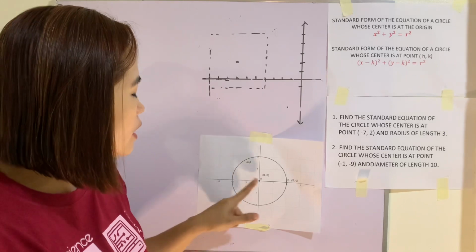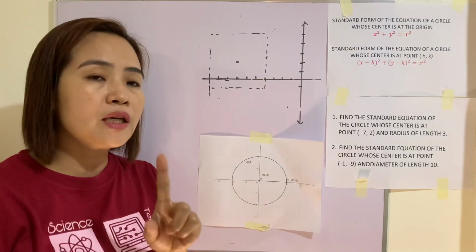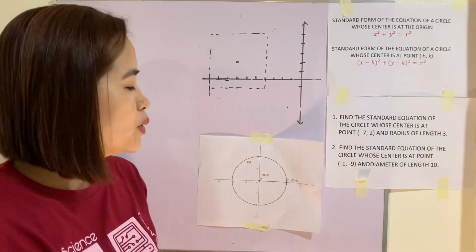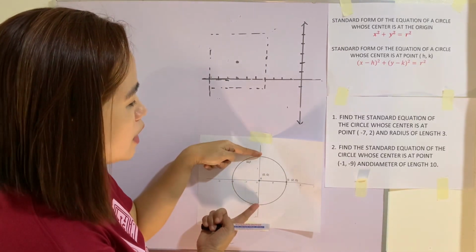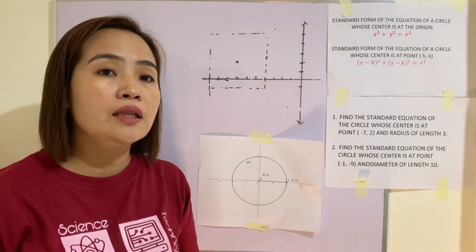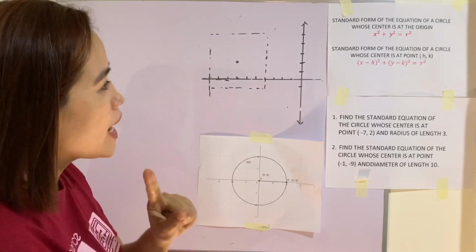From the origin going to this point, which is B, we call it the radius. From this point up to this point, this is the longest line segment that you can create from this circle. That is, of course, the diameter. This one is also the diameter, and half of it is, of course, the radius. Meaning, diameter is equal to 2 radius, or twice the radius.